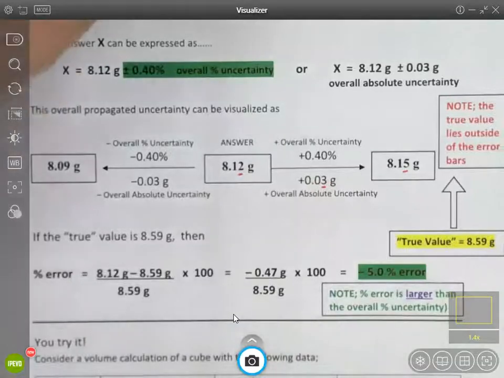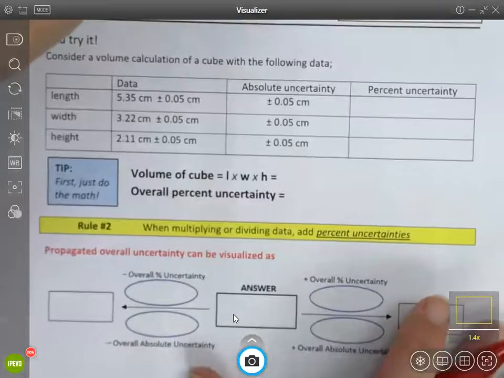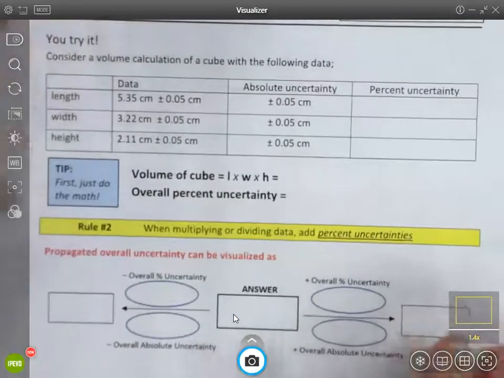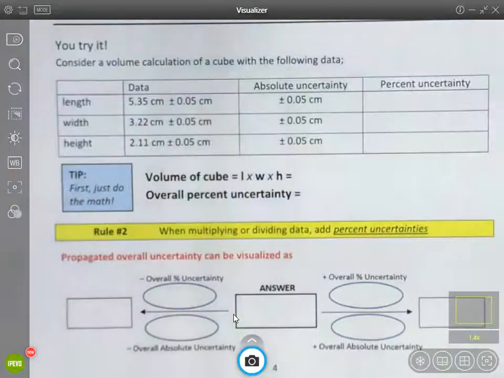Okay, so now we're ready to try a problem together. And what I'll ask you to do is I'm going to go through the problem start to finish, but I will ask you to pause and fill things in and check your answers as we go.